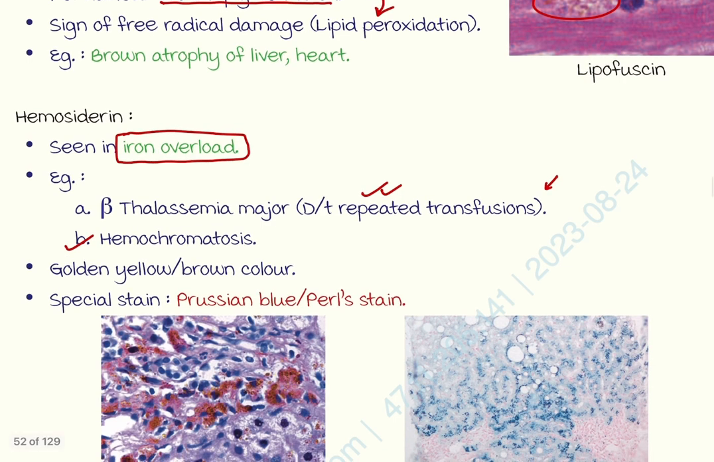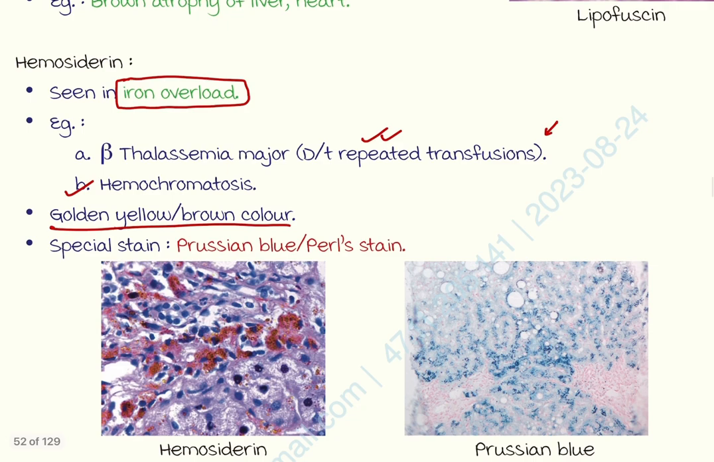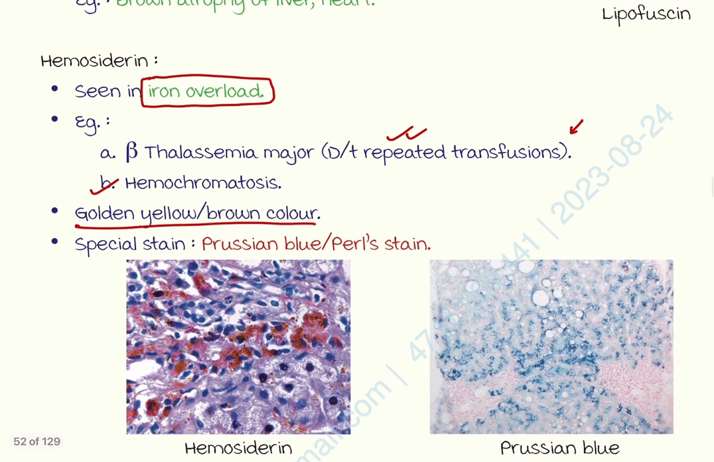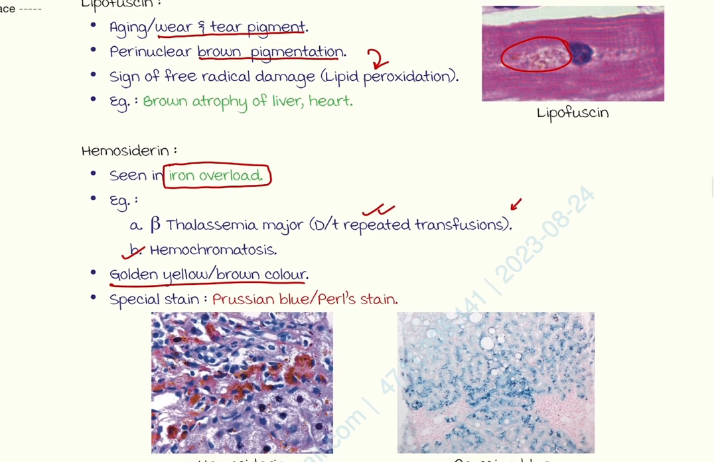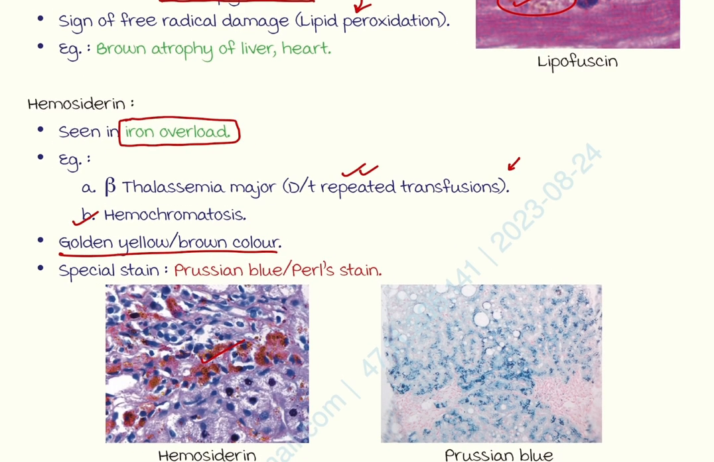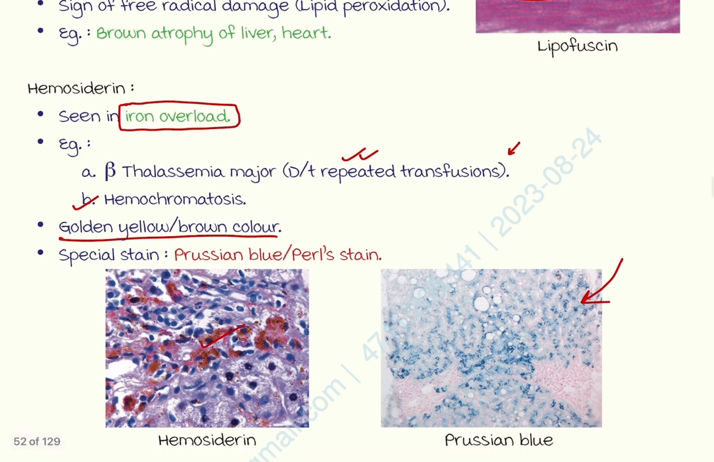So here the patients, if you do histopathology, you will see golden yellow or brown color. But how to differentiate? Because I told you that lipofuscin also will appear brown color. So the special stain for iron is Pearl's Prussian blue. So Pearl stain or Prussian blue stain is a very very important stain for iron. Please remember, that will give a bluish color to the iron. So you can differentiate whether it's lipofuscin or hemosiderin.